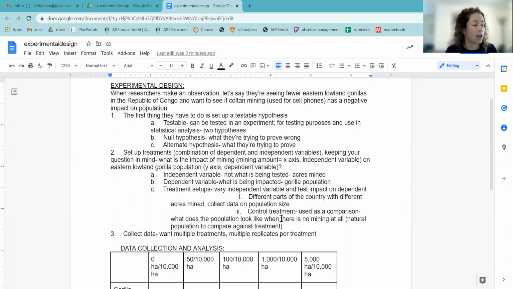So we have our treatment set up. We have different independent variables and multiple replicates within each of those treatments. And then the last thing we want to do is have a control treatment. What a control treatment is, it's a basis of comparison. It's something that isn't given the actual treatment, and we just see what the natural population would do. So maybe we have an area that is not mined at all. And then we can compare what the natural population is without mining to the other treatments. So it's a basis of comparison to see what the impact of the treatment is. So you have one group that doesn't receive any treatment at all.